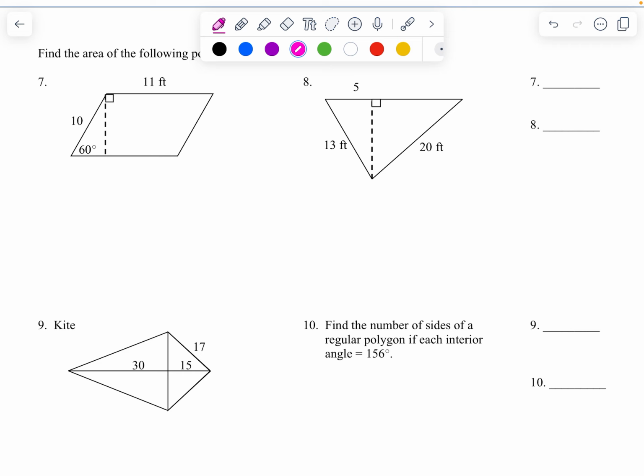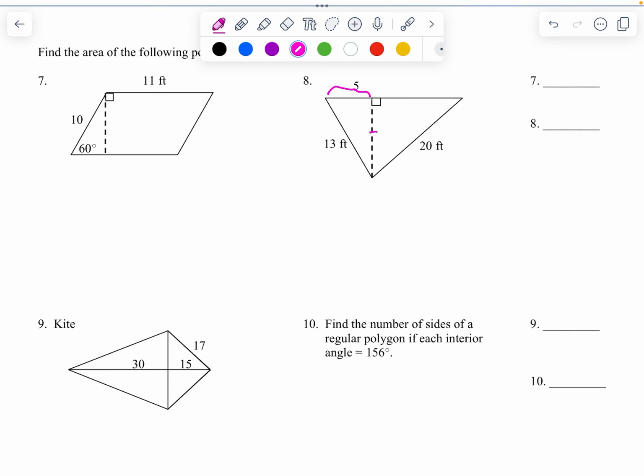So I think I want to go through 8, it doesn't seem that bad. You can find this height since this is the only thing that's 5. Right, this is 5. You can find the height using the Pythagorean theorem and get this height. So I'm going to let you guys do that. And then you have to use the Pythagorean theorem again to find this base. You do have to do it twice.